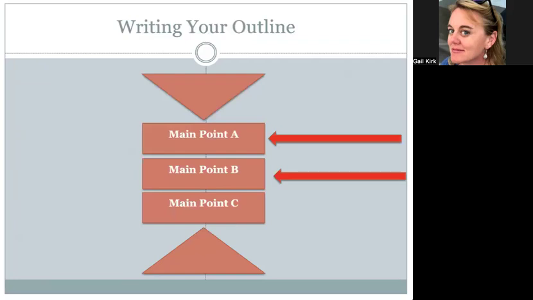So you've got your thesis and your preview. So now you have your main points, right? Your main point A, B, and or C. I would say for the person of interest, 2 main points is fine. All the way up to 4 main points is fine. But I want more than 1 main point, and I don't want more than 4 main points.